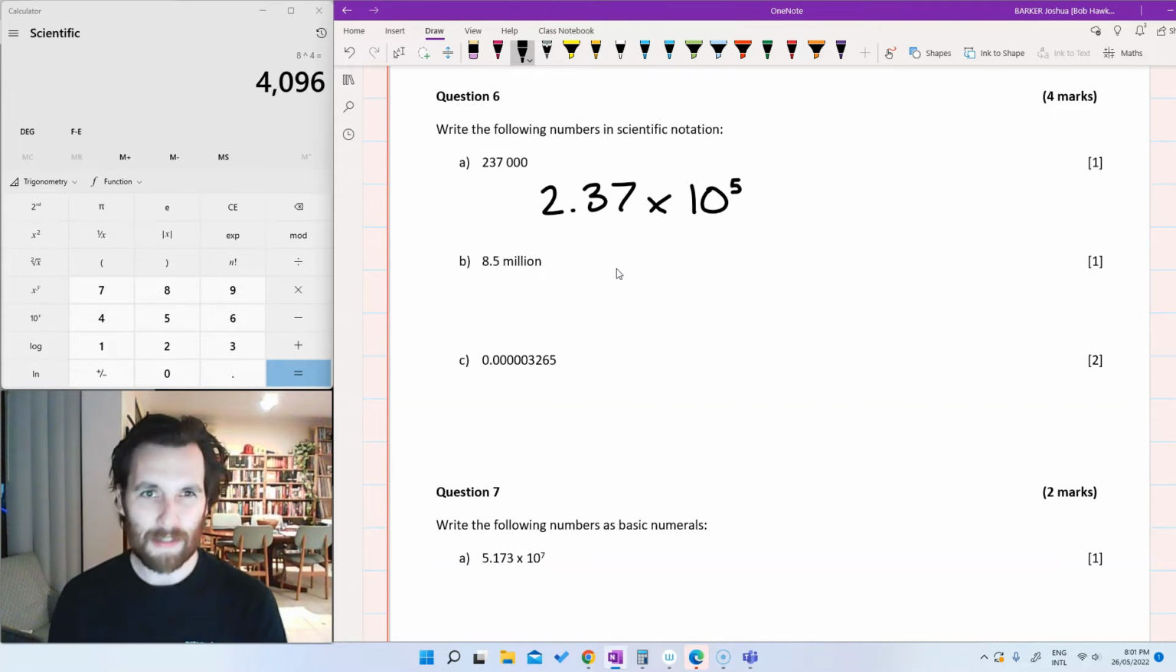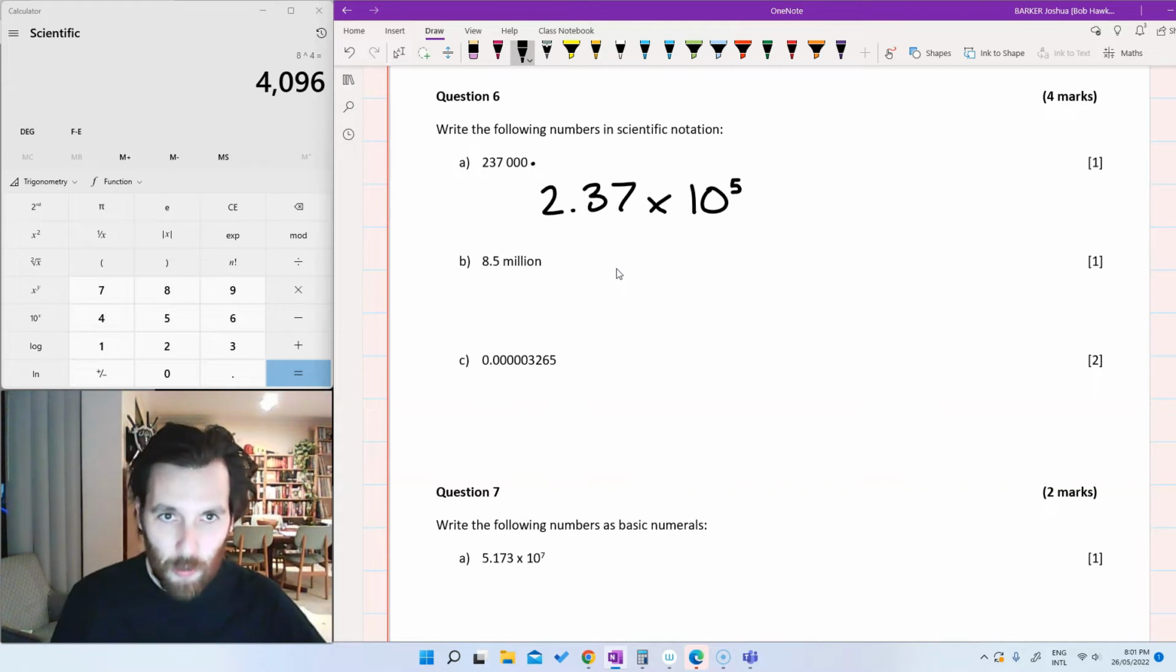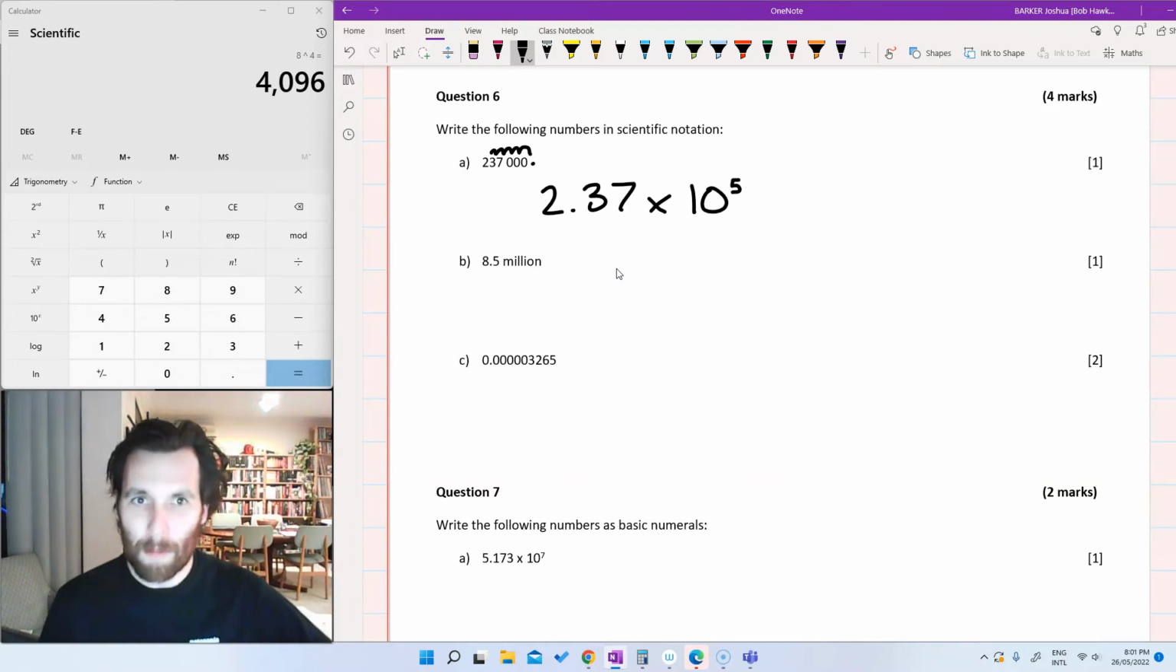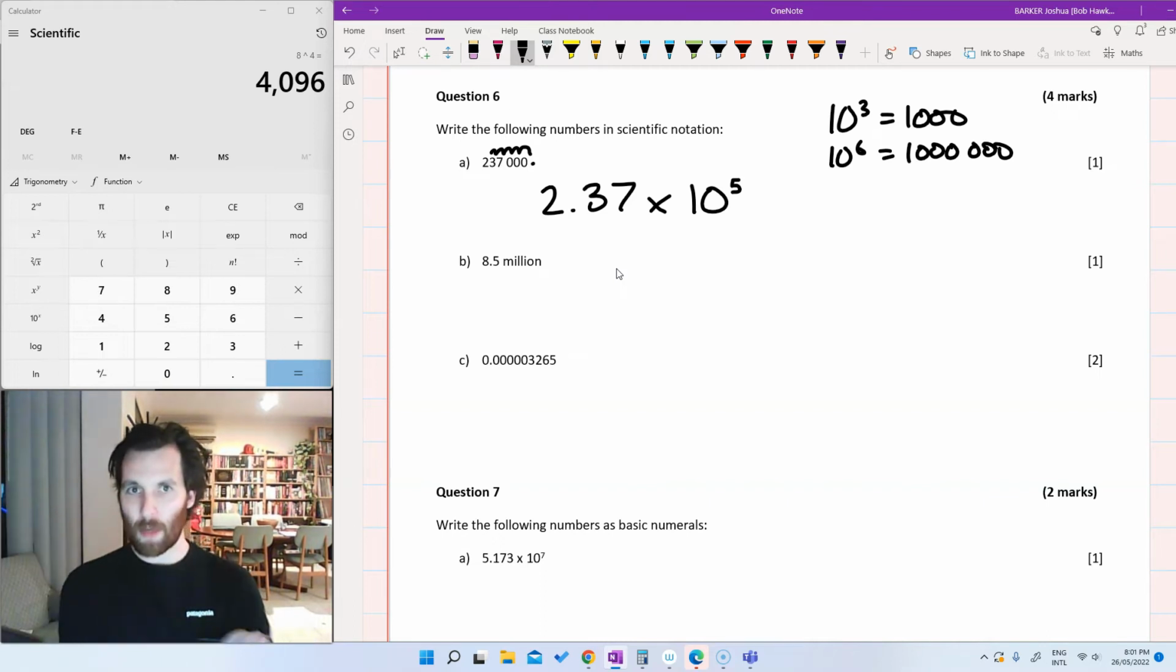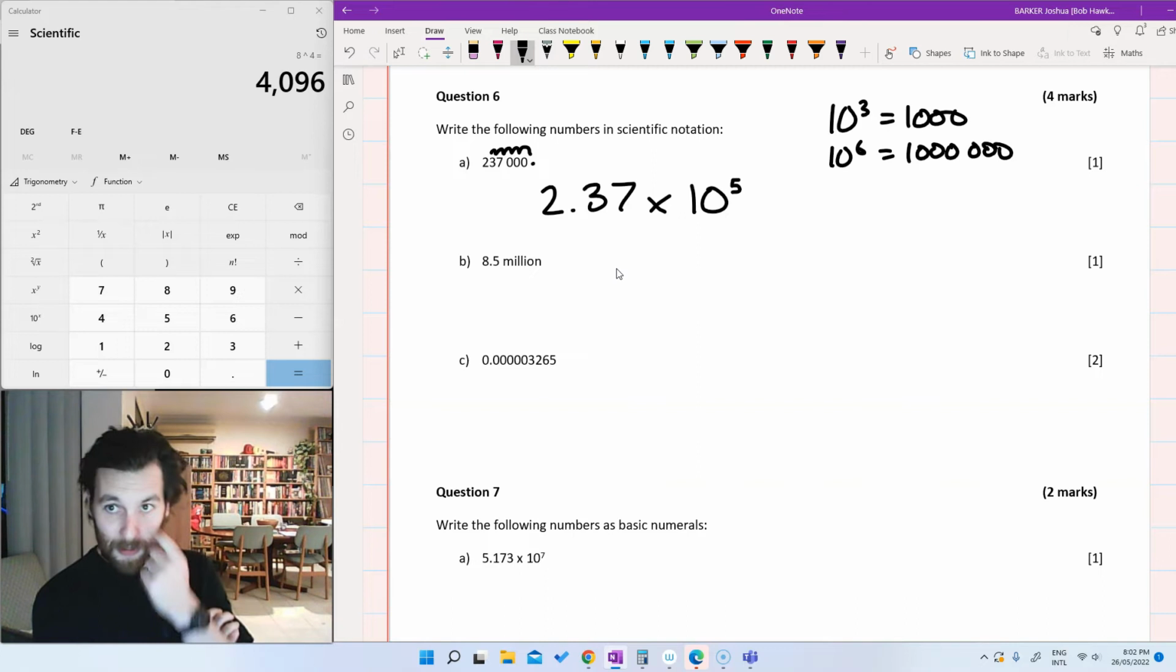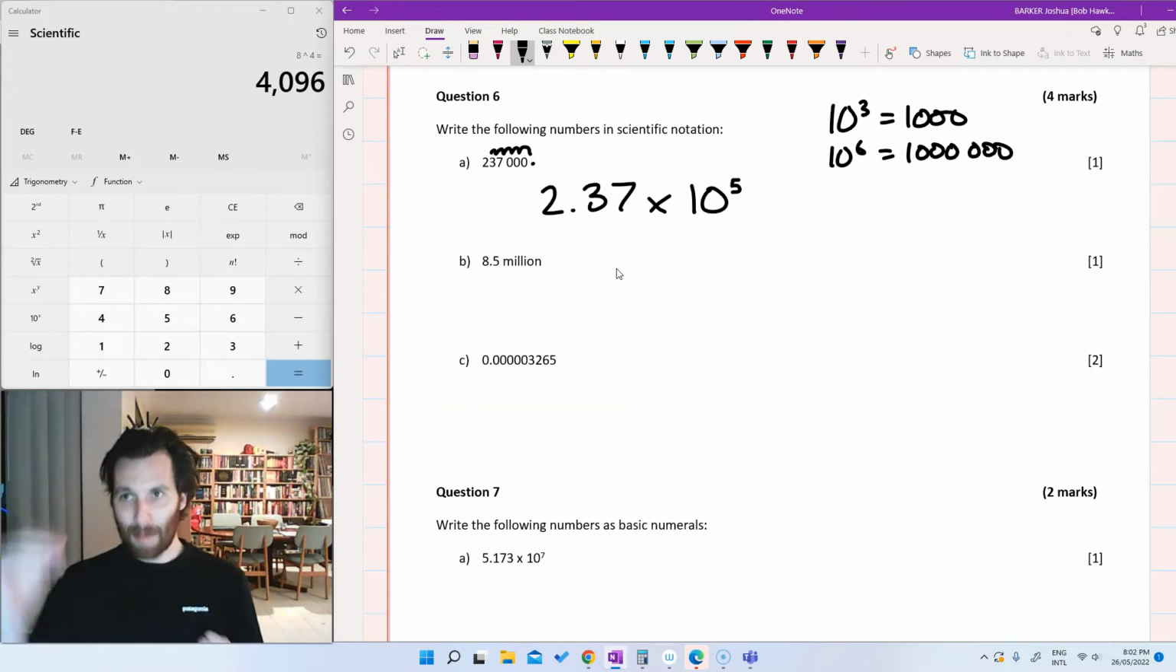One way you can kind of check this is see how many decimal points you would have shifted from 2.37 to get to 237,000, which is 1, 2, 3, 4, 5. For me, I'm more comfortable remembering some of the key shortcuts, where 10 to the power 3 equals 1,000, 10 to the power 6 is 1,000,000, 10 to the power 9 is 1,000,000,000, and so on. So because I've got 237,000, I know it had to be 10 to the power 5 because it's an order of magnitude less than 1 million for that one.